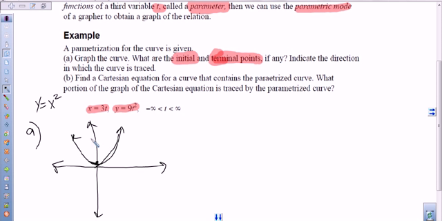Okay, so we should come back and see, similar to y equals x squared. Sorry, I got sidetracked there. Similar to y equals x squared. Okay, hopefully you got that.